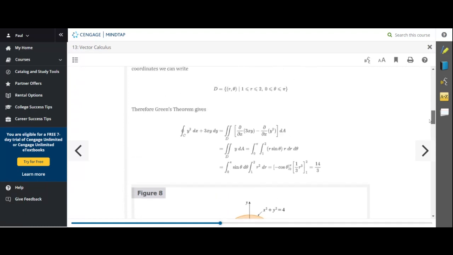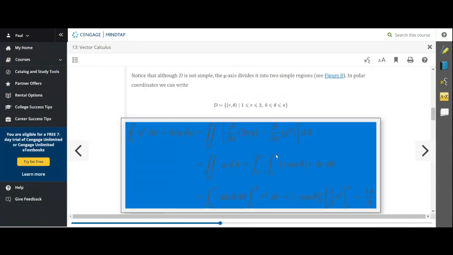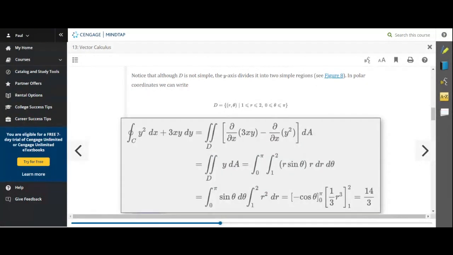And so in the problem, here they are applying Green's theorem. Again, they just apply Green's theorem, and the region D was between two circles, one with radius 1 and one with radius 2. And the limits go from 0 to pi on those circles. So you get 14/3.